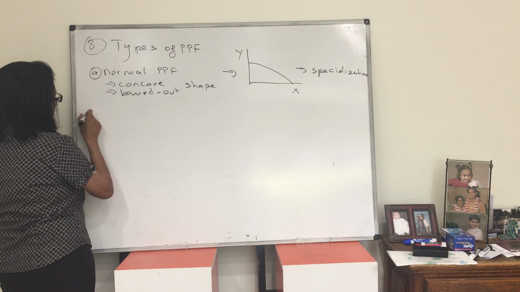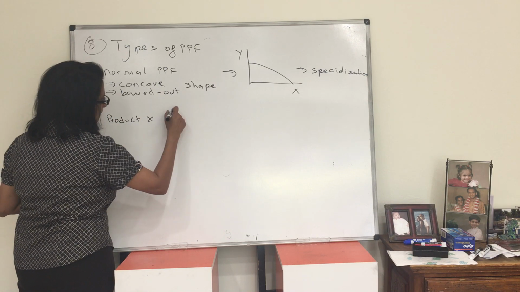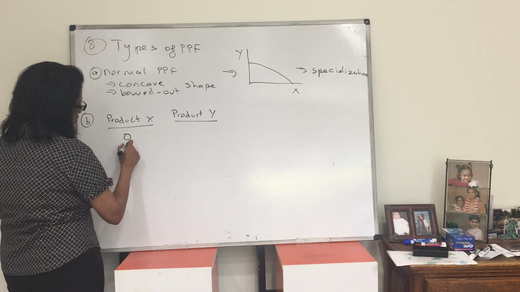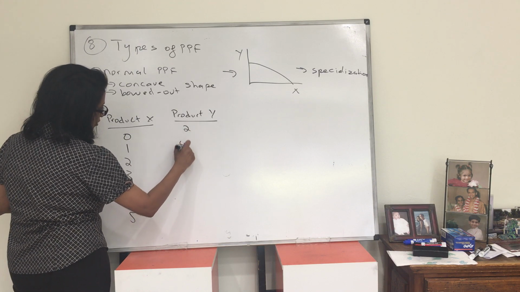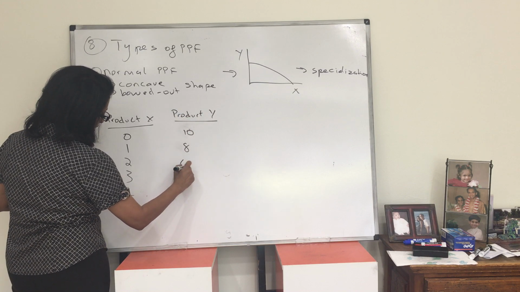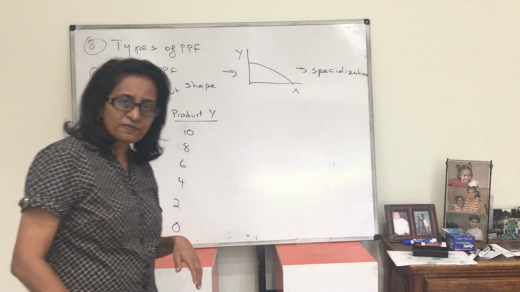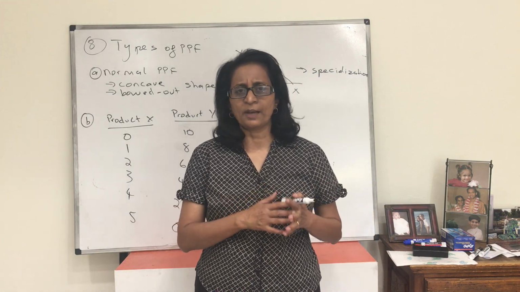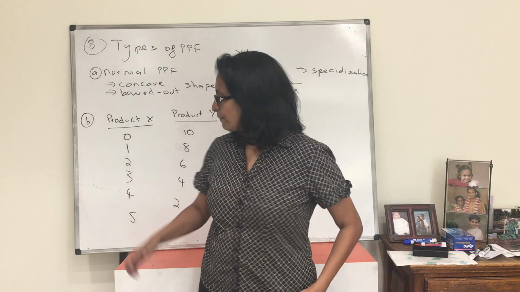Okay, now what if you had a table like this? Let's say you have two products, let's call it X and Y again. But the table looks more like this: 0, 1, 2, 3, 4, 5, and 10, 8, 6, 4, 2, 0. Same thing, it's a PPF table. You used up all of your available labor, capital, and all of your resources to their fullest production and technology, and came up with this table.